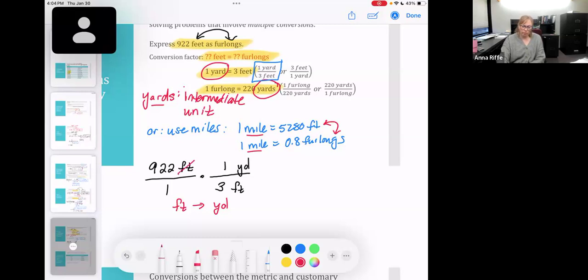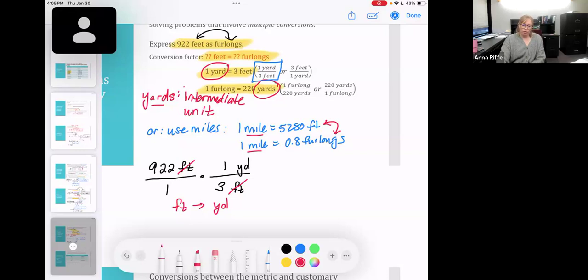So I'm going to fill in the numbers that go with each of those units. So we have converted from feet to yards. I'm not going to multiply yet. I'm going to choose to multiply all in one step at the end. But we can note here that the unit that I'm now working with is yards.